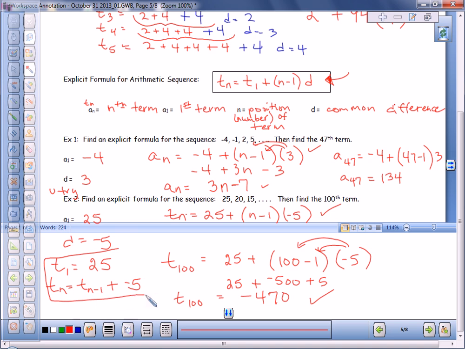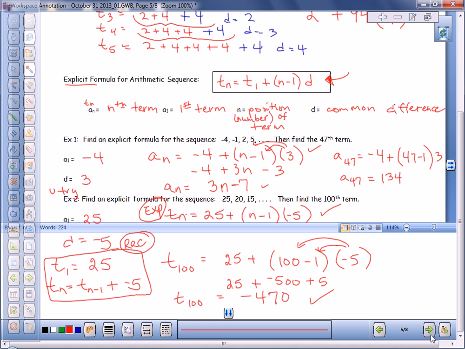All right, and here's the answer. Explicit is this one right here. Explicit is in the box. Recursive is the two-parter. What does the recursive formula find? Recursive formula helps you find the next term. But sometimes the recursive formula is the only way to go because you can't write it as an explicit.